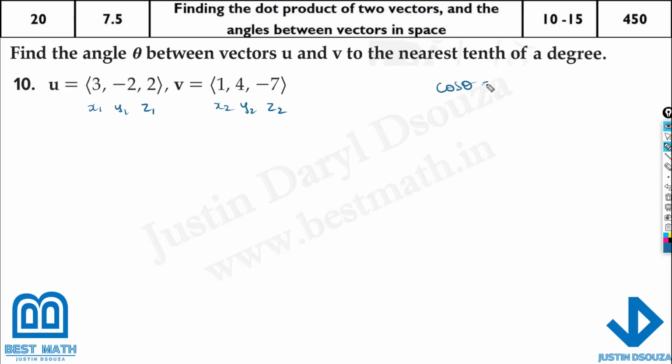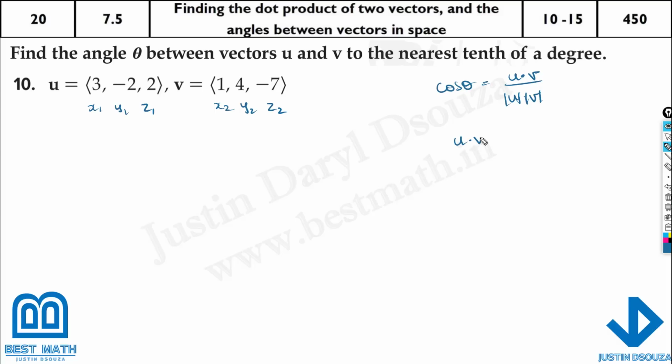It's cos theta equals u dot product v divided by the magnitude of u multiplied by the magnitude of v. This is the formula. This is the dot product. This magnitude is just normal scalar multiplication. So when we take cos to the other side, it will be cosine inverse of this particular answer. But what else do we want? What is required to find theta? The dot product and the magnitudes.